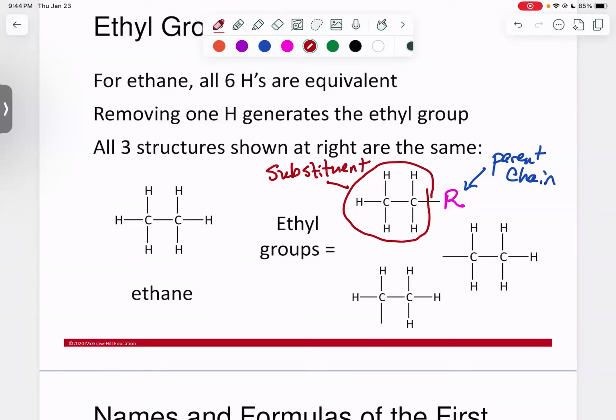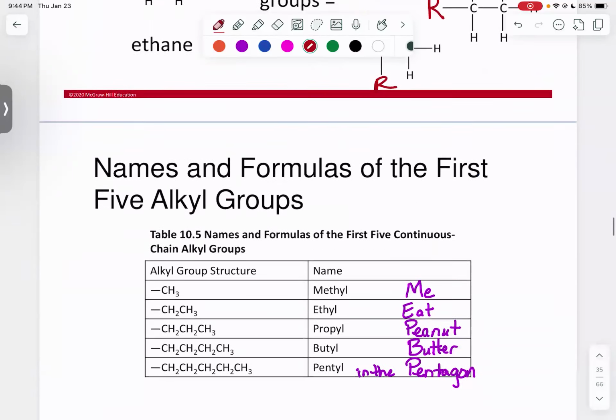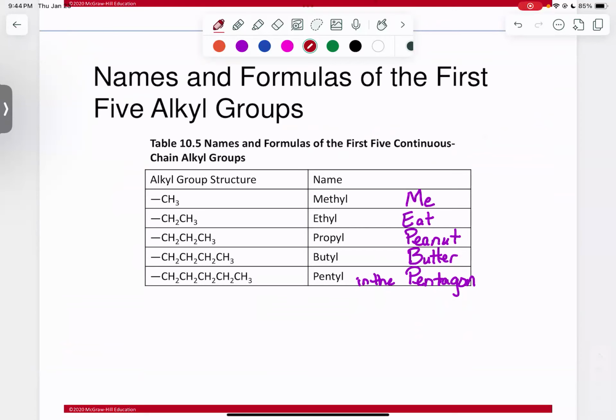This is my substituent. This substituent is 2 carbons long, so this would be an ethyl group. And so your ethyl group, and these are all R's, right? Your ethyl group can be anywhere on the parent chain, and as long as it's 2 carbons coming off of the parent chain, then it's an ethyl group. The same thing is true no matter how many carbons long you get on those substituents. So if it's 1 carbon, it's a methyl group, 2 carbons ethyl, 3 propyl, 4 butyl, 5 pentyl. And it works with the same mnemonic, me eat peanut butter in the pentagon, right? It's the same thing.